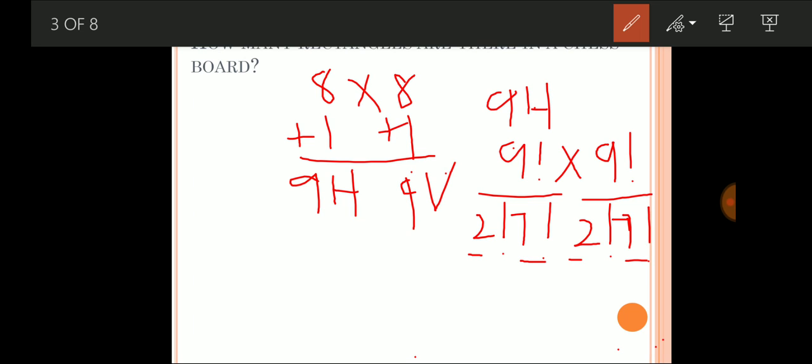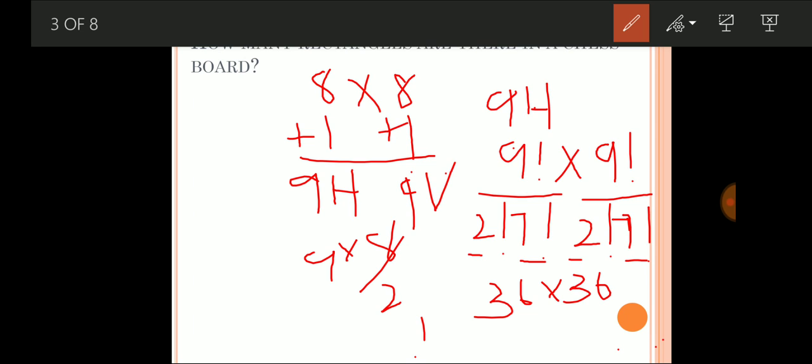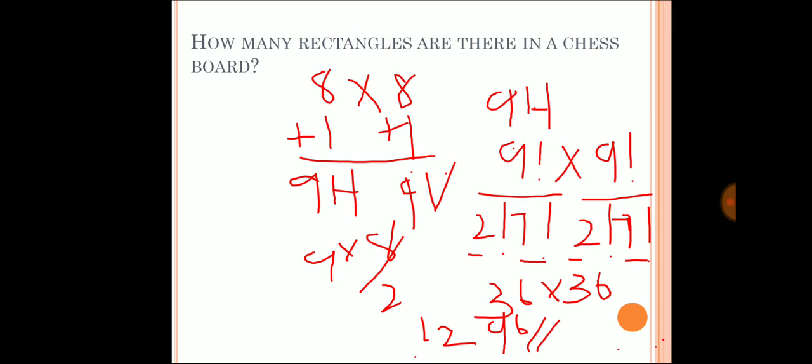So the number of rectangles that we could get is 9 into 8 divided by 2, which is nothing but 36 here. Again we get 36 here. So 36 into 36 is nothing but 1296 rectangles. We naturally get 1296 rectangles. So let's get started with the next question.